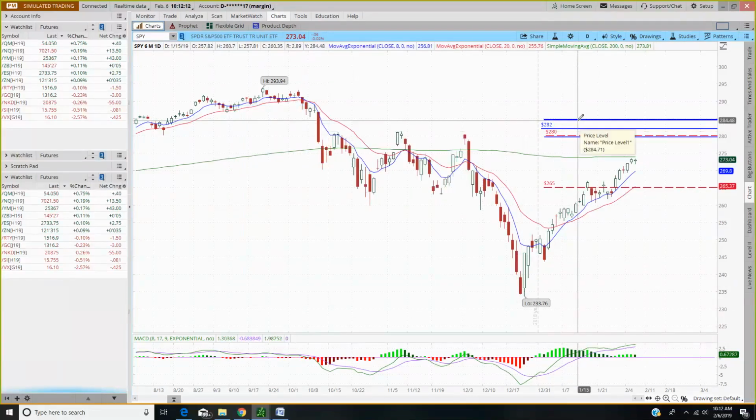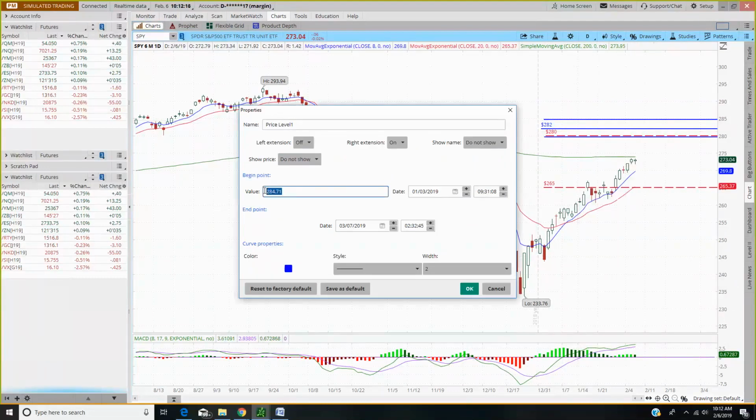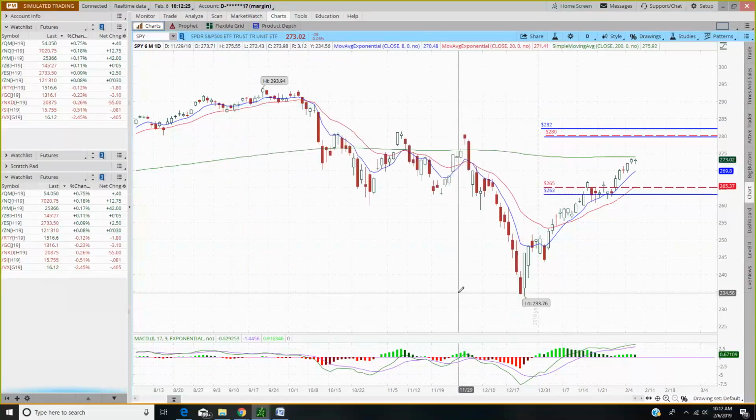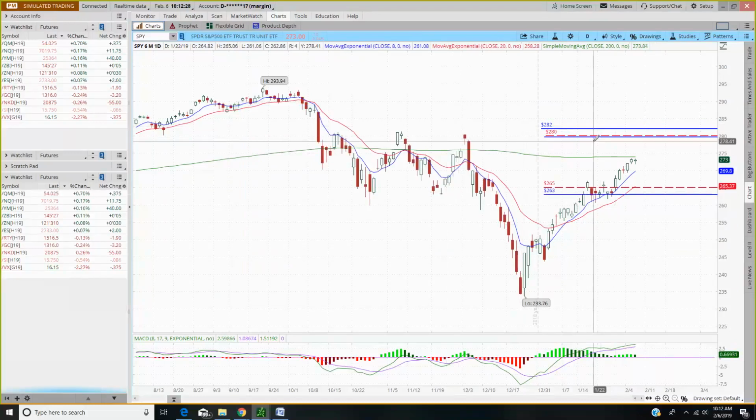So then the next one, I'm going to right-click, Edit Properties, and that one is going to be the 263, and I'm going to leave it blue, line, show to the left. Boom, there it is. That is our iron condor. Y'all can make it any color you want. But y'all see how I do it?